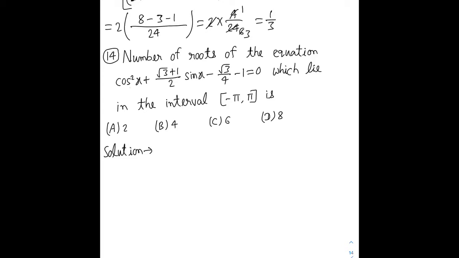Or you can also do it like this: cos square minus 1. You know 1 minus cos square is sin square. Then cos square minus 1 is nothing but minus sin square. So either you write 1 minus sin square in place of cos square, and then the other three terms.